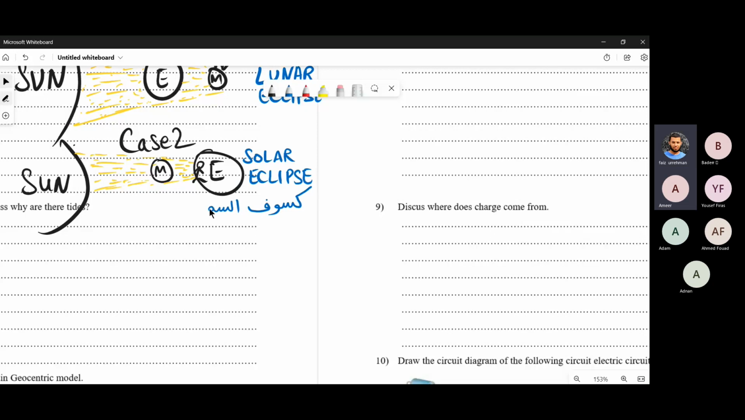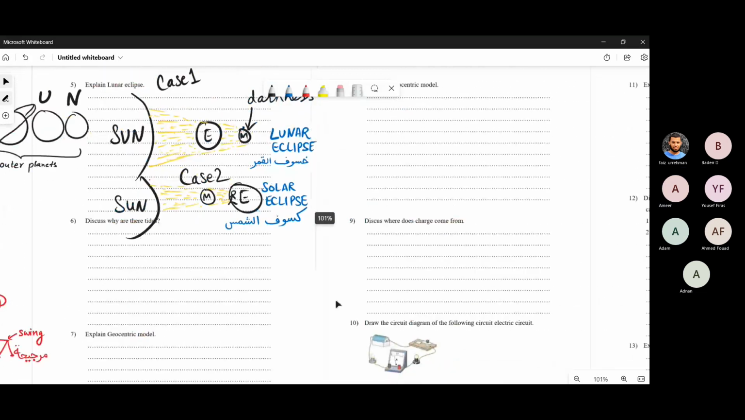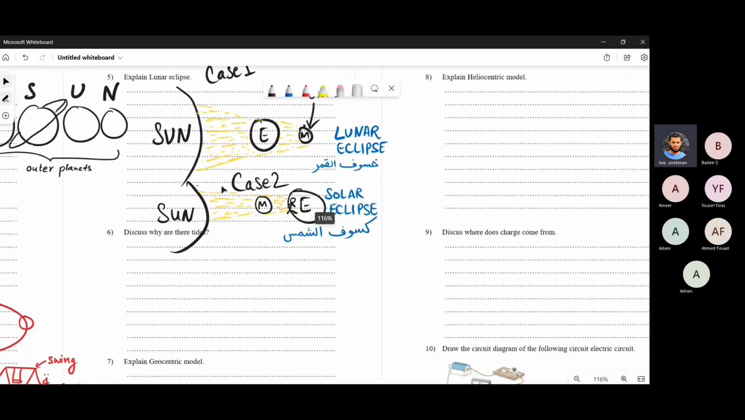Also, we use the words kasif and khasif in our daily talking. The original word for khusuf is khasif. Khasif means covering or something like that. Okay. Khusuf al-Shams, Khusuf al-Qamar. Okay, so we have this.